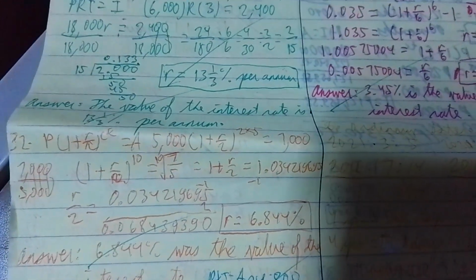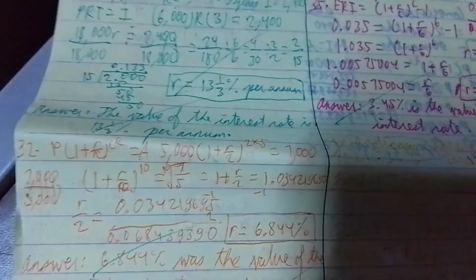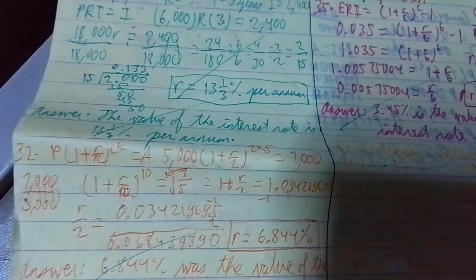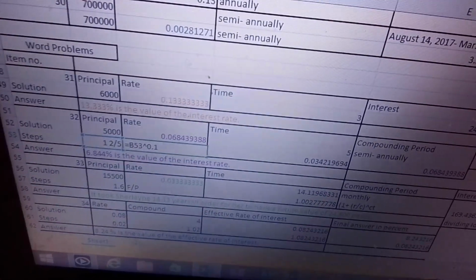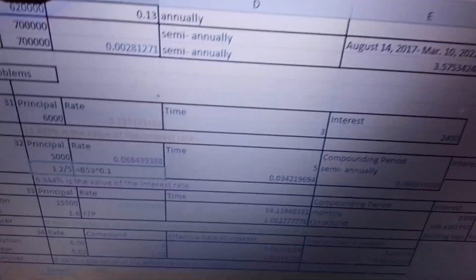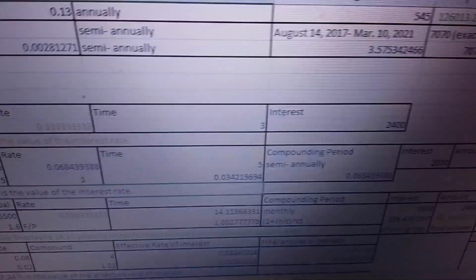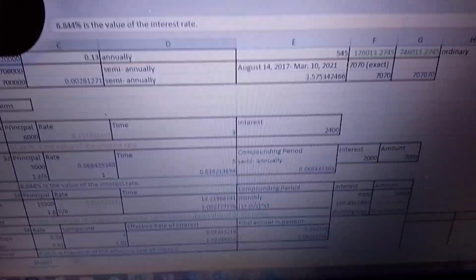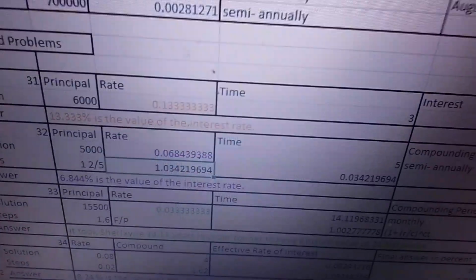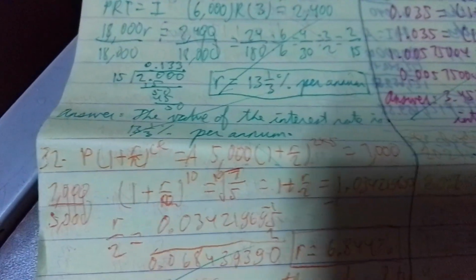Because, diba, remember, this is my answer, diba? So, 7/5, and then, diba, remember, to get rid of the exponent of 10, we take the 10th root. Kaya naman, I raise that to the 0.1 power. Take note that 0.1 is the same as 1 over 10. And dapat we're supposed to get this 1.034, which you see right over here.